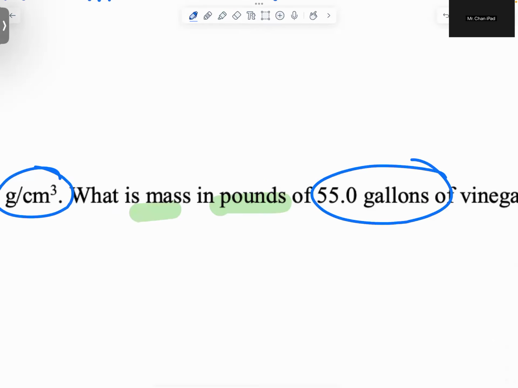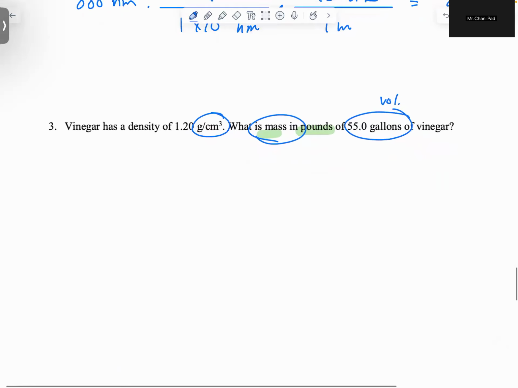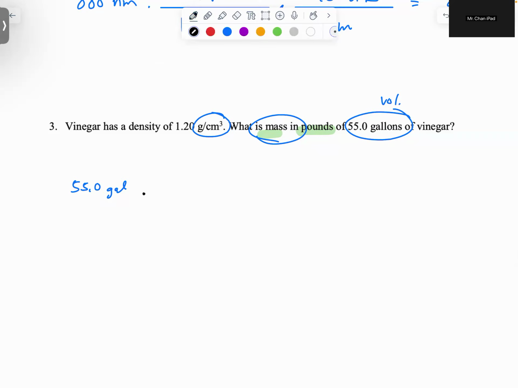Look at this. How many dimensions do we have? Just one. It's a volume, right? And we are asking for the mass or weight, and that's also one single dimension. So if your answer is asking for one dimension, then you should start with one dimension. That's how you can tell what to start with.